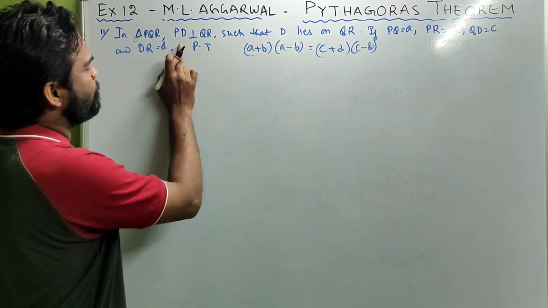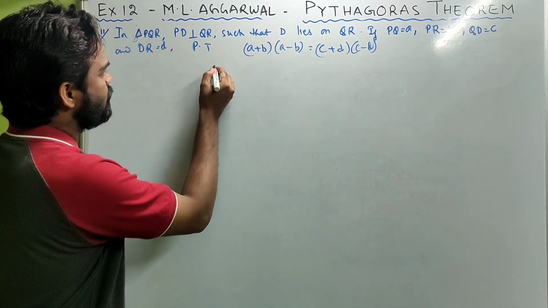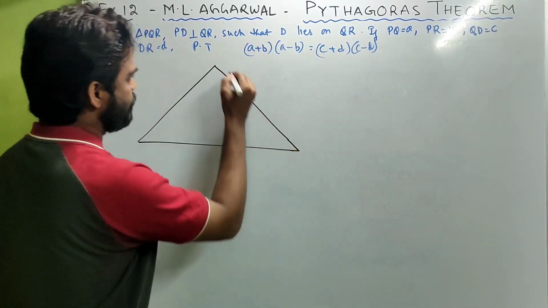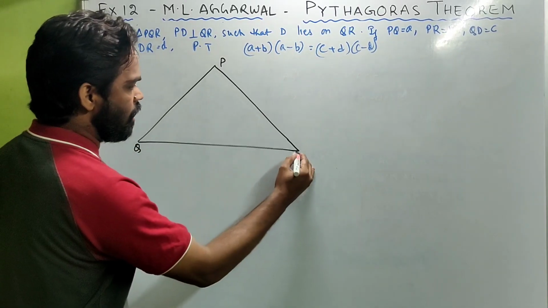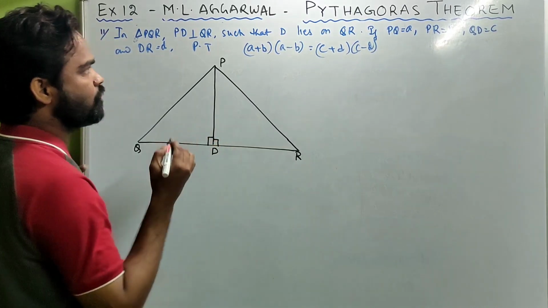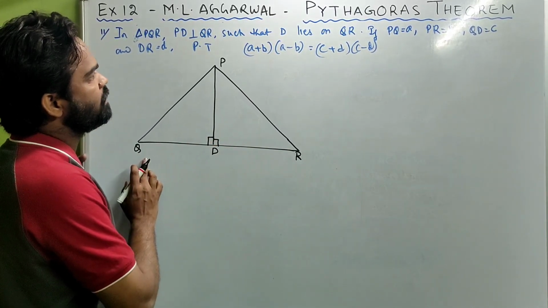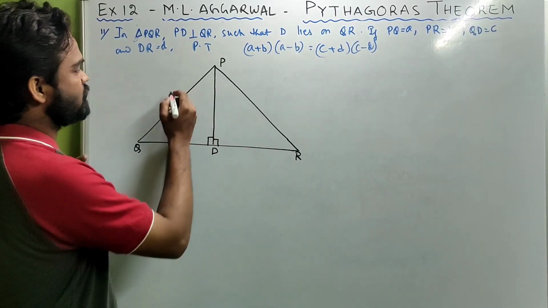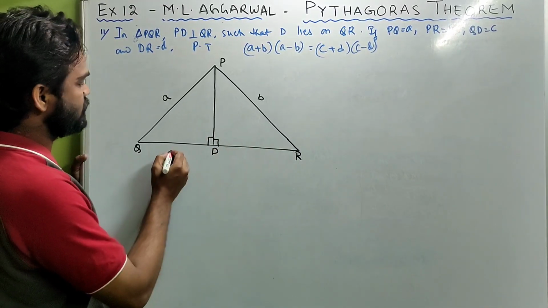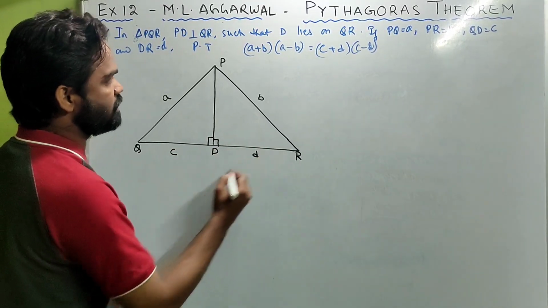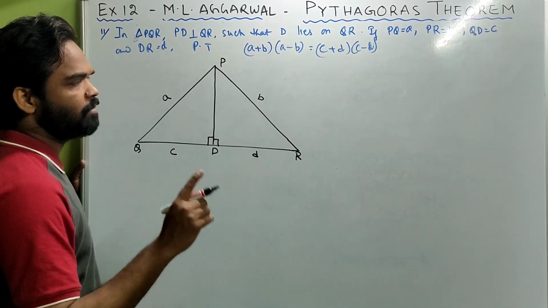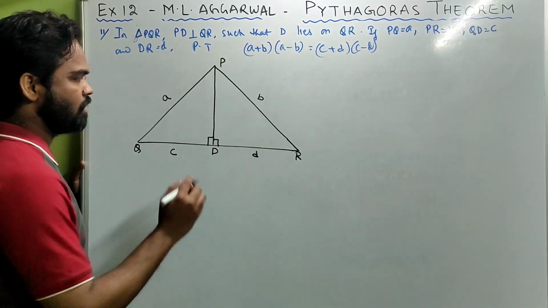In triangle PQR, PD is perpendicular to QR. I'll just draw the diagram. PQR, PD is perpendicular to QR, given. D lies on QR. If PQ is a, PR is b, QD is c, and DR is d, prove that (a plus b)(a minus b) is equal to (c plus d)(c minus d). Just like the previous sum, we will continue.